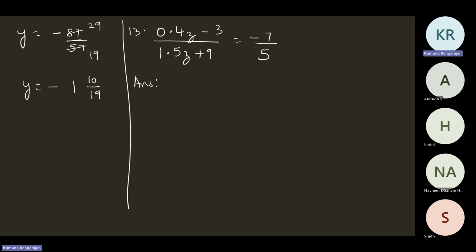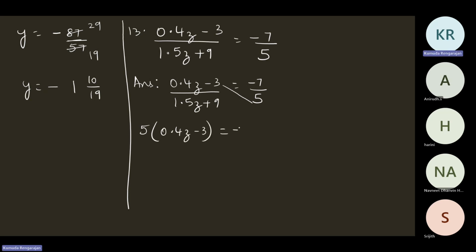Let's work this together. The first step, cross multiply. So 5 into 0.4z minus 3 is equal to minus 7 into 1.5z plus 9. Now we need to multiply 5 and 0.4. What is 5 into 0.4? Tell me. 2.8, ma'am.